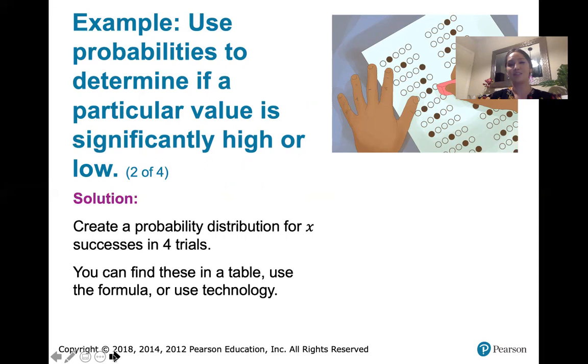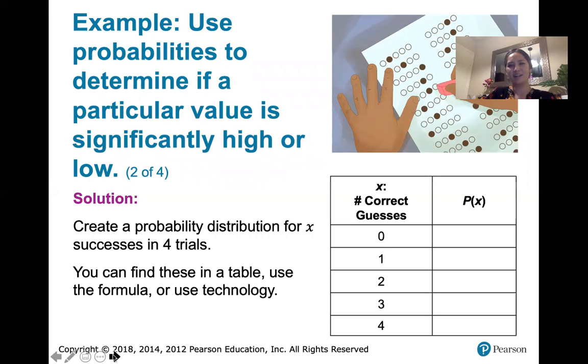Now you can find these probabilities a number of different ways. You could use the probability formula. You could use intuition for X equals 0, 1, 2, 3, and 4. I don't recommend the intuitive approach or the formulaic approach here, because you have to find 5 different probabilities. So I would recommend that you either use technology or look these up in a table. I'm going to use technology first to show you how to get this answer, and then I'll look it up in a table with you, and we'll see that technology and the table agree.